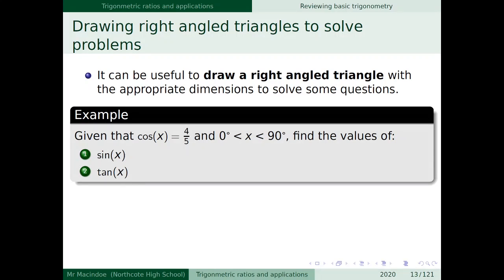In this video, we're going to look at how you can cleverly draw yourself a right-angled triangle when you haven't been given one to solve certain types of questions. So, for example, we're told that cos of x is 4/5, and we're told that x is between 0 and 90 degrees. So when I'm told something like this, I realize, oh, that is quadrant 1.